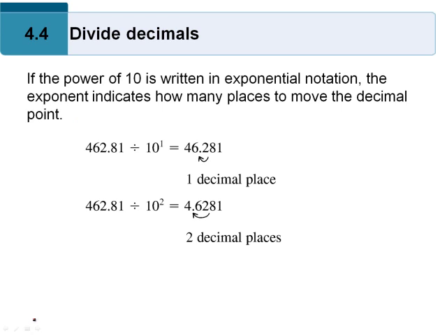So the same rule applies when we have a power of 10. If it's 10 to the first, the 1, the exponent, tells you how many places to move your decimal point. So we move it one place to the left. Dividing by 10 squared, we move 2 decimal places to the left. All right?